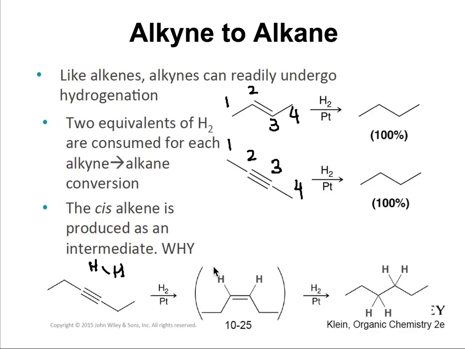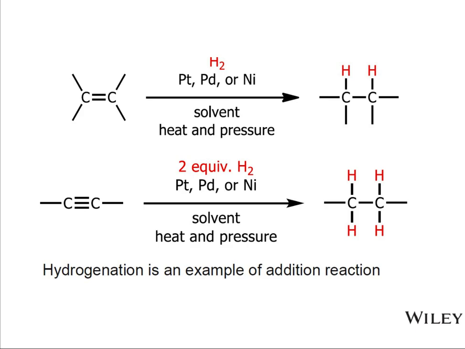This is a syn addition, right? Remember this? And that's why this intermediate, that is not isolated in this case, would be the cis alkene. Then, here we will use one equivalent to go to the double bond and one more equivalent of hydrogen to go to the sigma bond, to the simple alkane. Here we have another example.